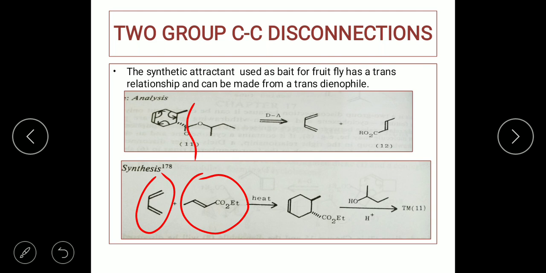That is, again, there's going to be a Diels-Alder reaction. There's going to be a concerted movement of the electrons within the alkene structure, and you are going to obtain the cyclohexene.